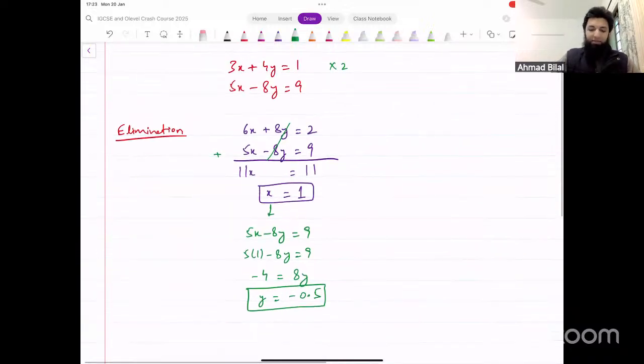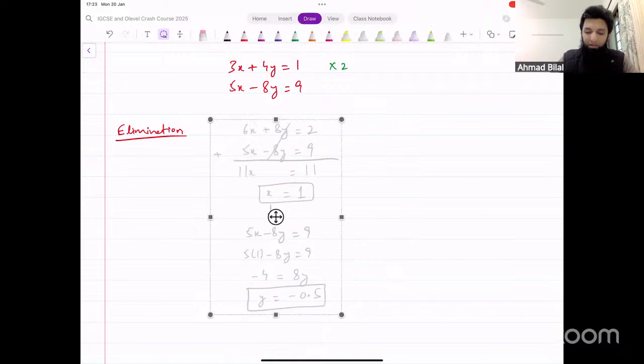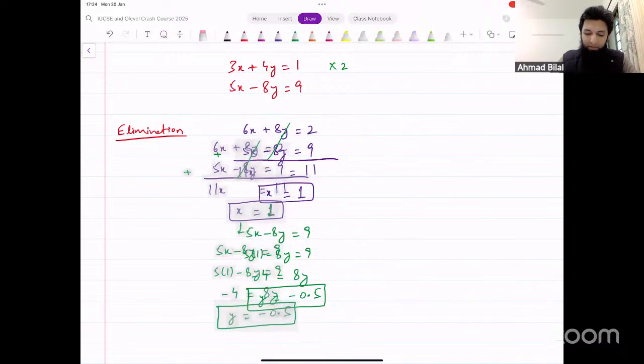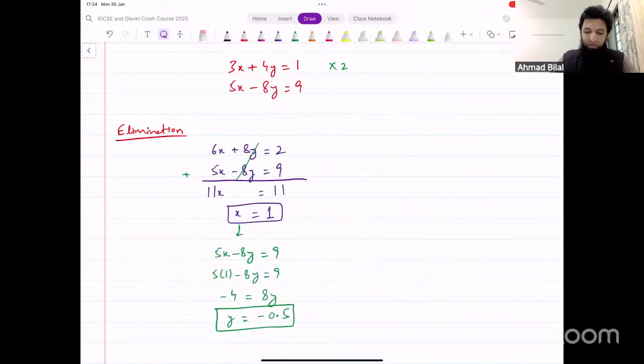Now, in this case, we added the two equations, right? Because this was plus 8y, this was minus 8y. When we added the equations, the y terms got cancelled. Another way to do elimination in this same problem could be that we could make the coefficients of x the same. How would that work in this example?